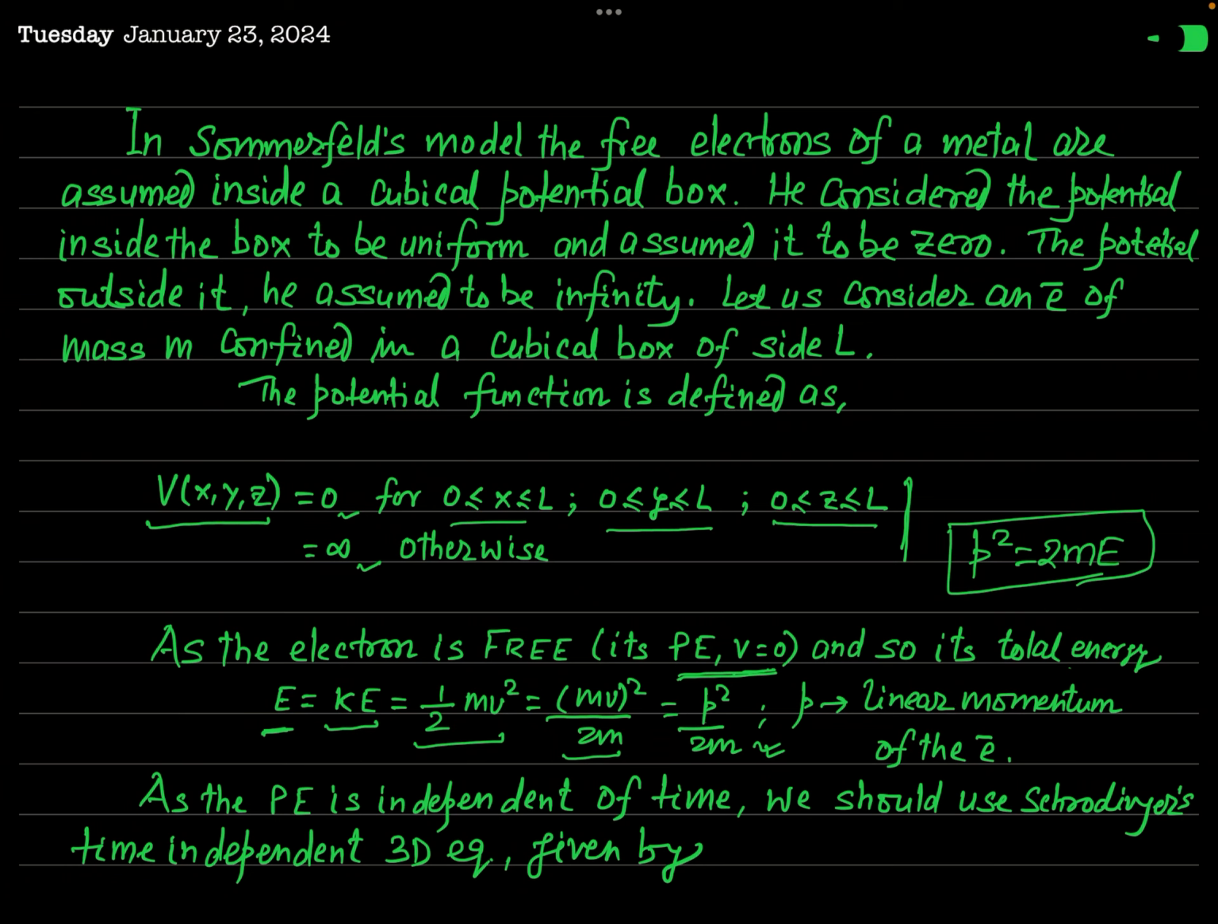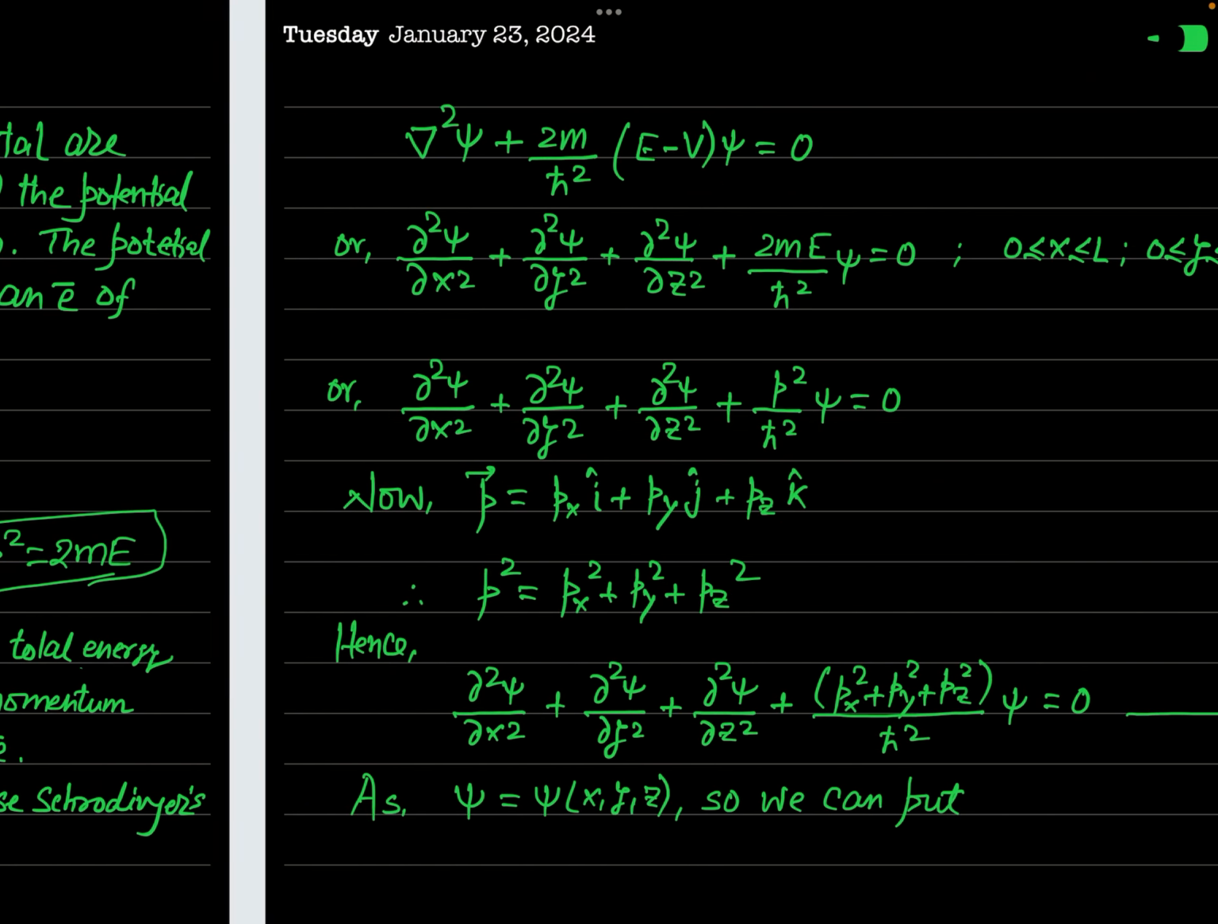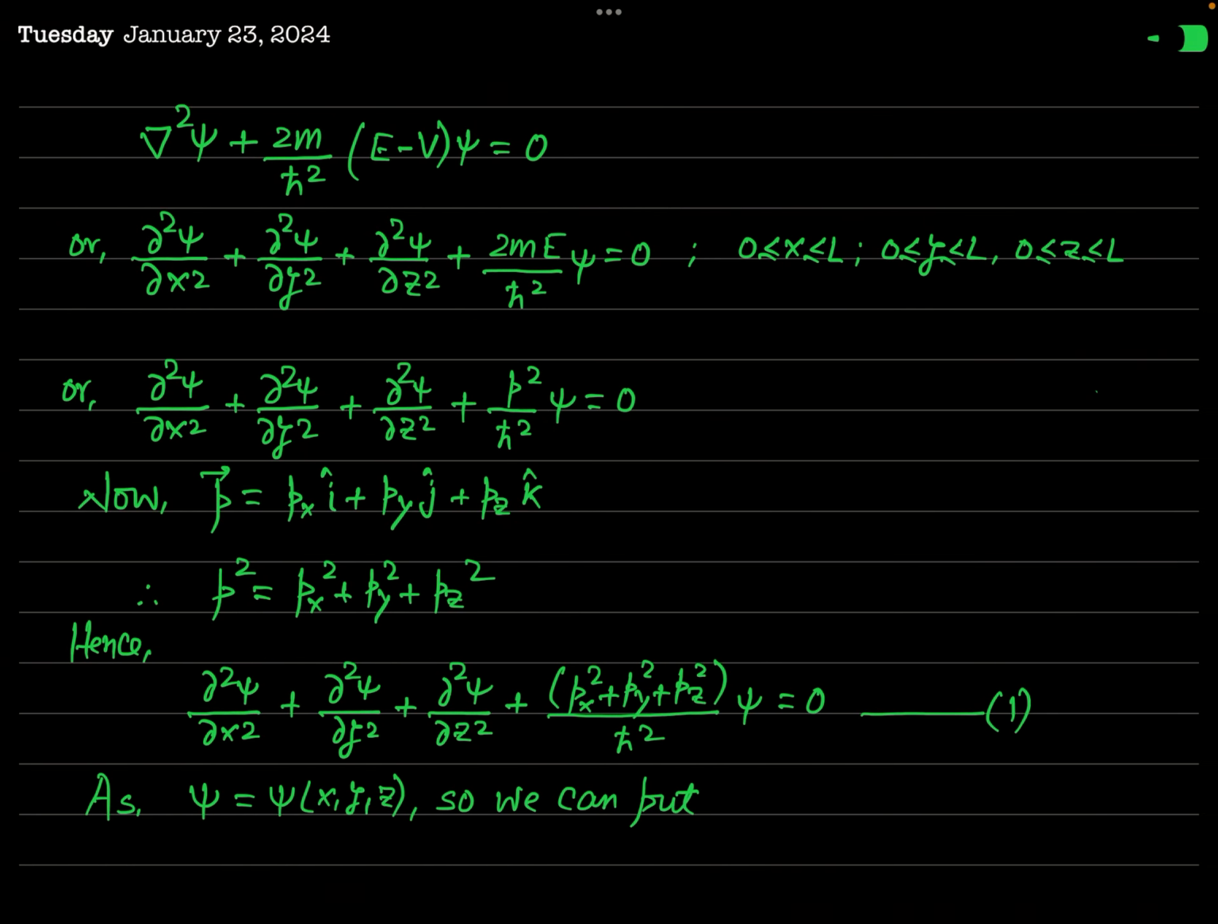You have to set up the Schrodinger equation for this particle, that is this free electron, and you have to solve that very equation to get the energy eigenvalue and eigenfunction. But since the potential function is space dependent only, not time dependent, we must think about the time independent Schrodinger equation. Okay. So now write the three-dimensional time independent Schrodinger equation, which is given like this.